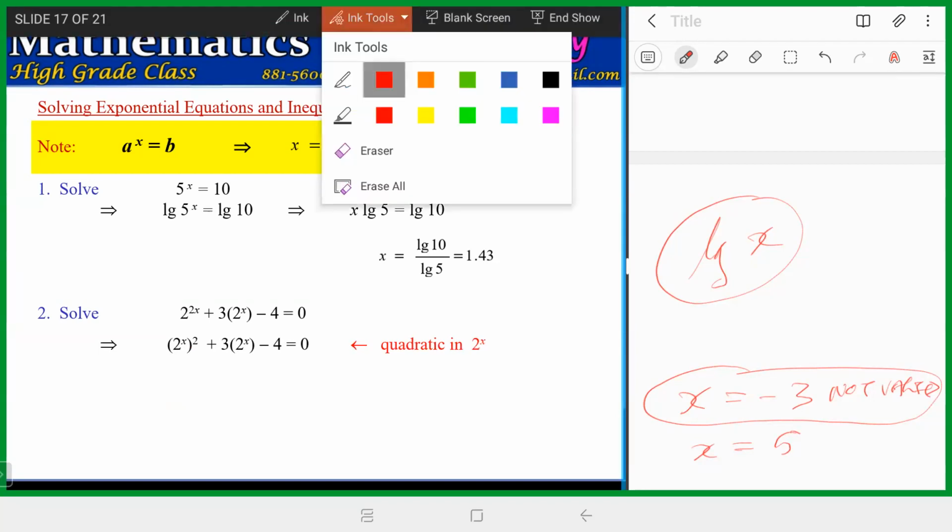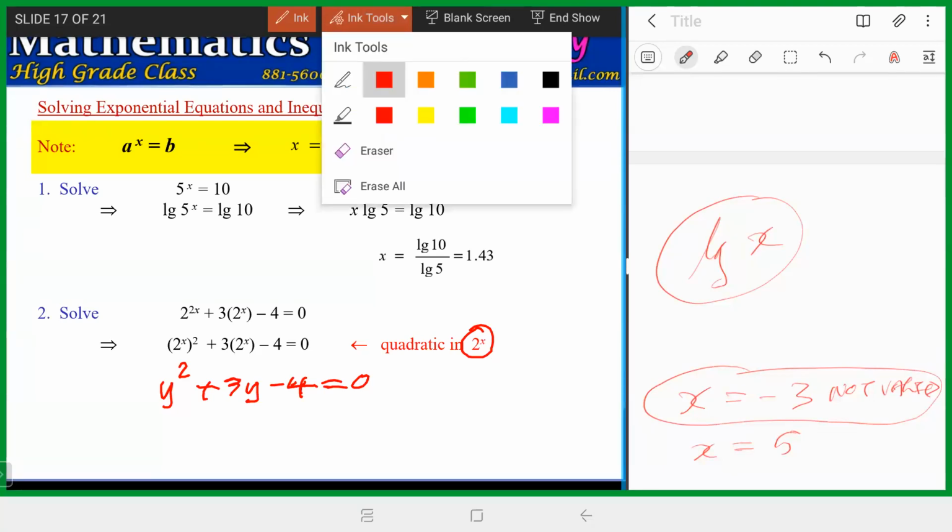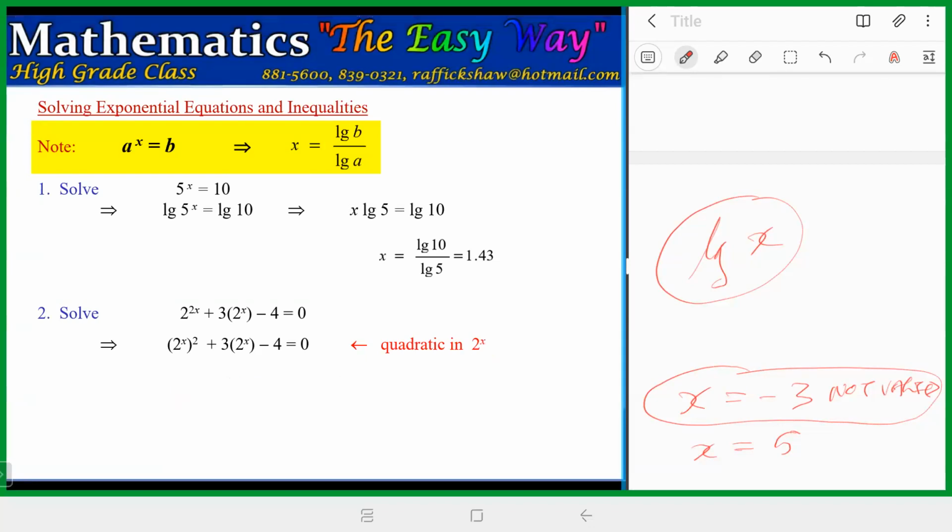Other people do it this way: y squared plus 3y minus 4 equals 0. I don't think I do that, but same thing. Right? I recognize it as a quadratic. My variable is 2 to the x. Instead of x, my variable is 2 to the x instead of y. All right, so if you feel comfortable calling it y and proceeding, no problem. Right? That's what I get.